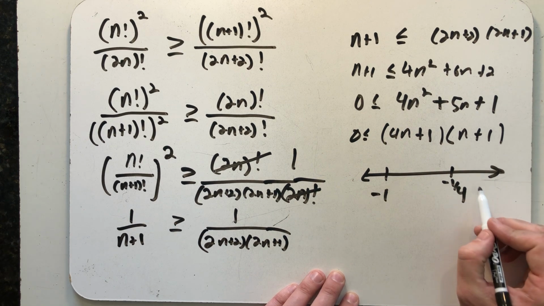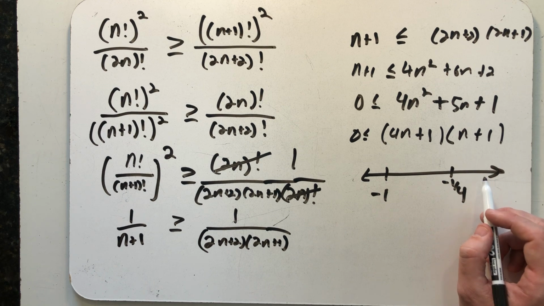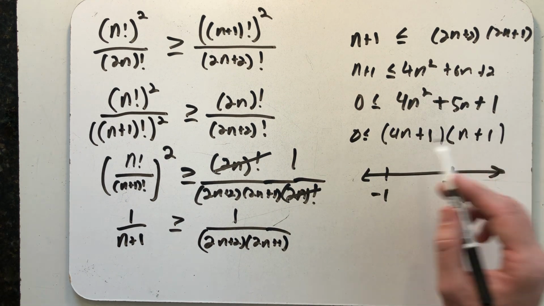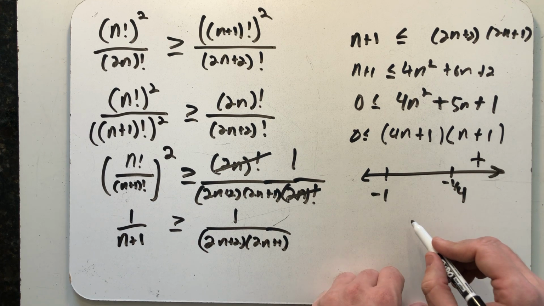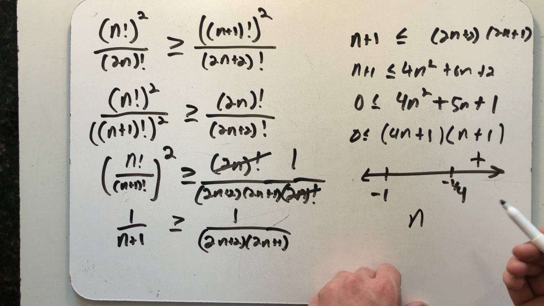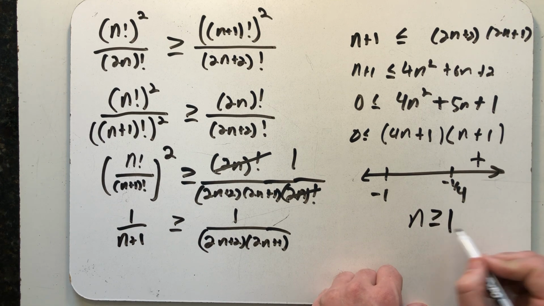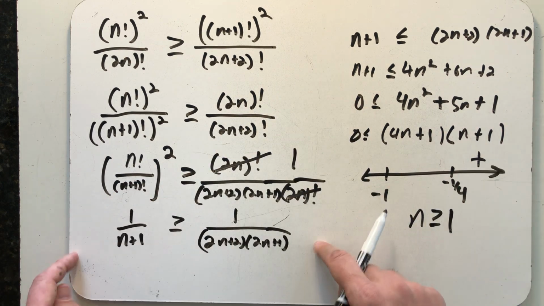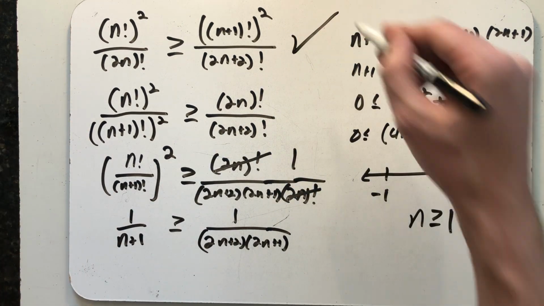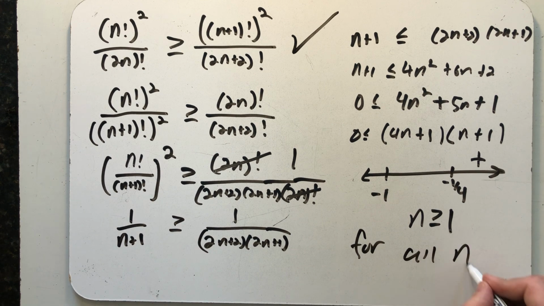Positive. Well, this is really the only place I care about because all the n's I care about are positive. So I'm going to plug in a 0, which is on this side, and I get out a positive, so that's good. That's really all I need. This tells me for any n greater than or equal to -1/4, but I'm just going to say greater than or equal to 1, this statement is true, and because all of the things we did are reversible, it means this statement is true.